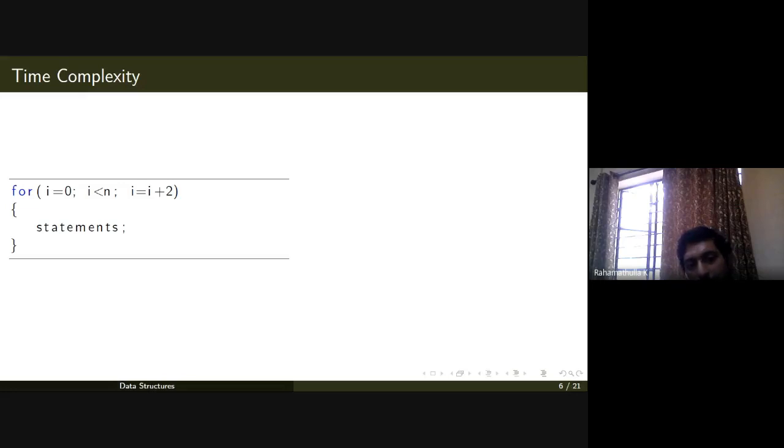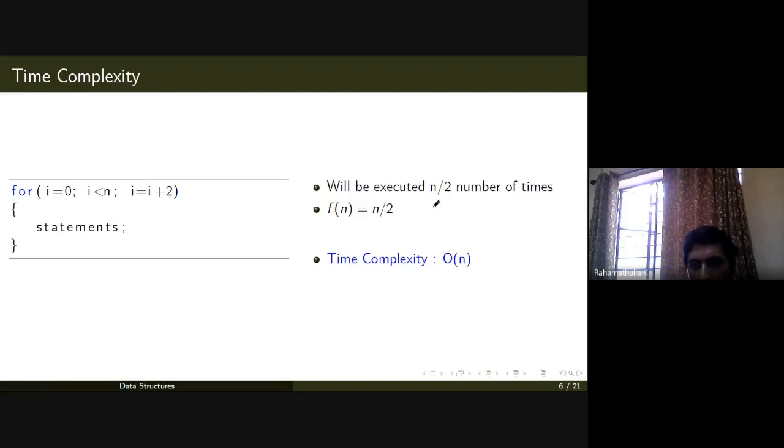Now let's see another small code block, once again having an iterative statement with a for loop. For i equal to 0, i less than n, i equal to i plus 2. Now we can see that this incrementation step is different, not just i plus plus. You will not be considering all the possible i values. i will be 0, then 2, then 4, and so on. So it is very clear that this set of statements will not be executed n number of times. It will be executed n by 2 number of times. So f of n equals n by 2.